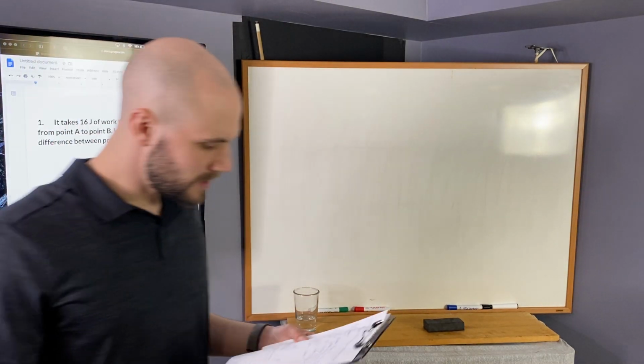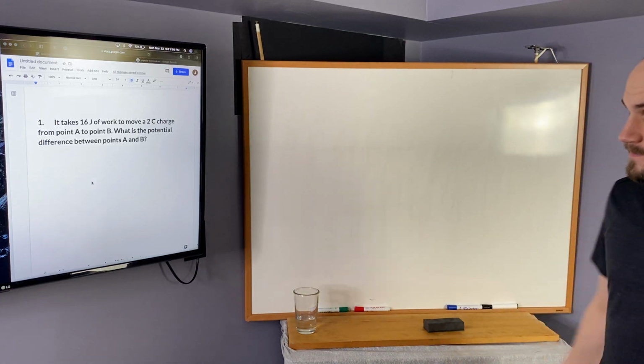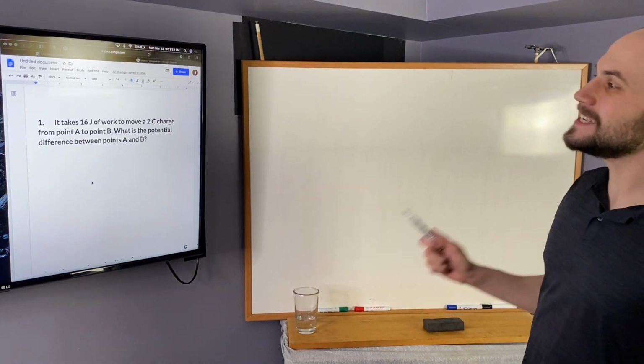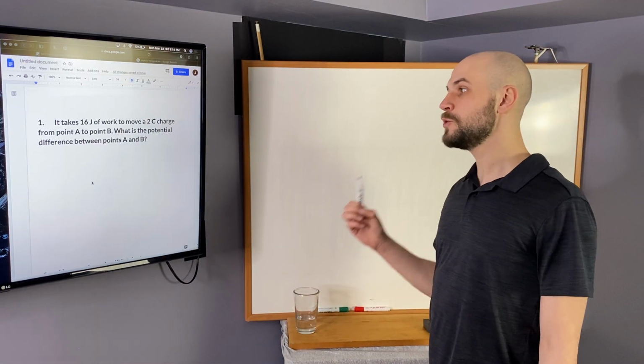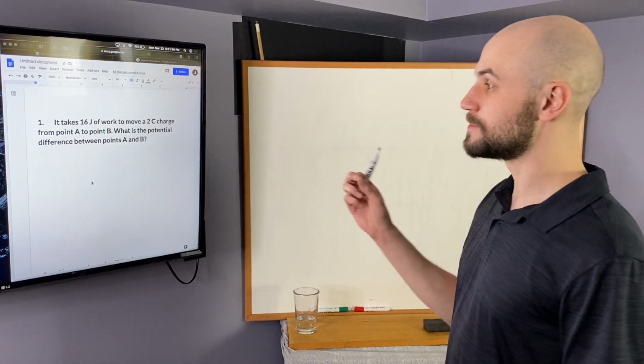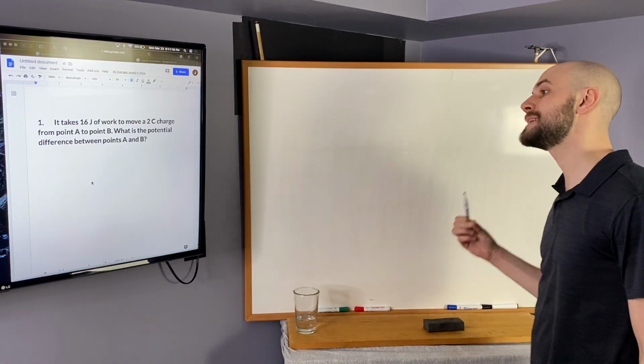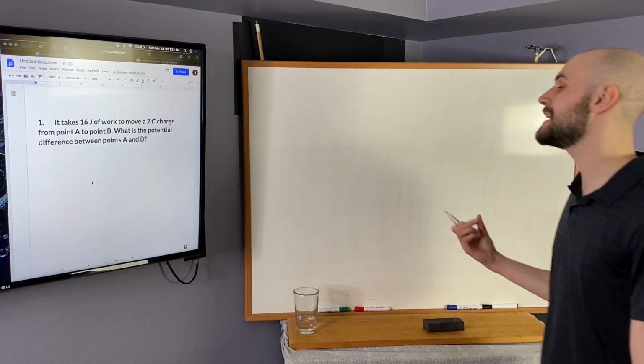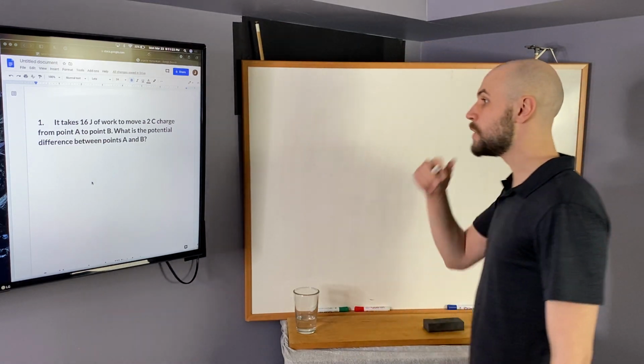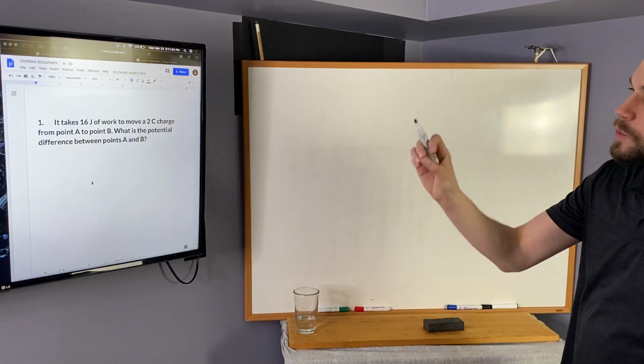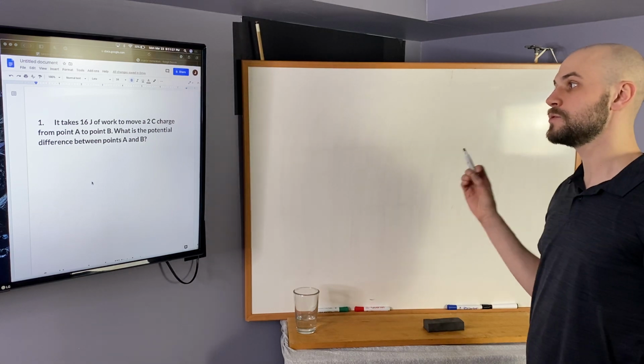Here's question number 1 that we're going to work through. It takes 16 joules of work to move a 2 coulomb charge from point A to point B. So we want to know the potential difference between points A and B. The only thing we know is how much work it required to move this 2 coulomb charge.